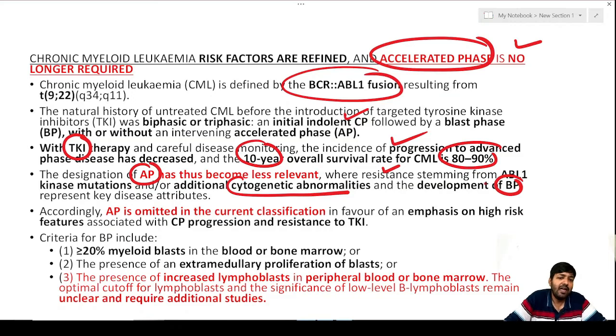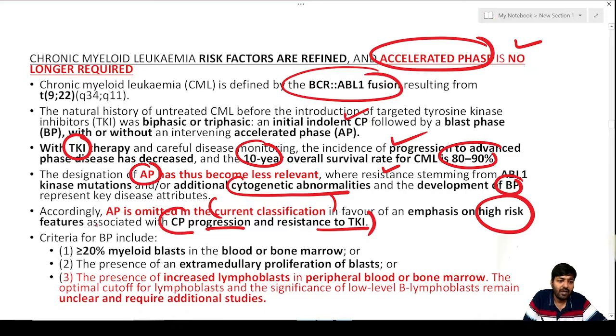Once they are developing resistance to therapy because of development of mutations or cytogenetic abnormalities, or there is development of blast phase, then AP phase doesn't remain that relevant. So AP is omitted in the current classification in favor of emphasizing high risk features associated with chronic phase progression and resistance to TKI. If your patient is showing resistance to tyrosine kinase inhibitor, this is far more important than considering the AP phase.